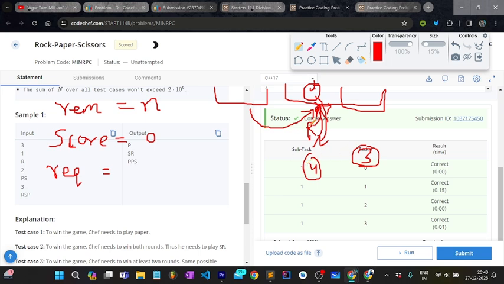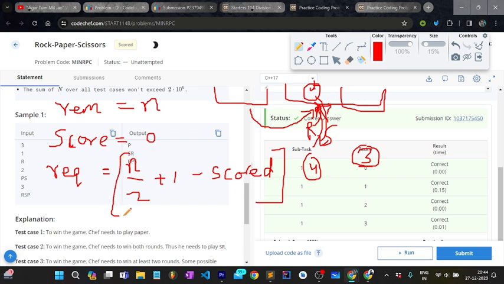Fine, whether it could be r or s. Okay, so that is going to be maintained by the required variable, and the required will be equal to n by 2 plus 1, minus the current score, meaning the score that has already been scored. So this is going to be the required score, that is, at any particular point what is the score that is required.